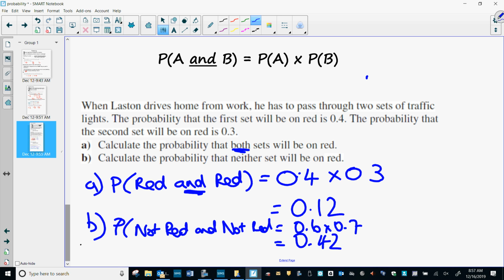Why do those two not add up to 1? Yeah, you've got other options. Yes, you've got some. One of them might be on red, the other may not.